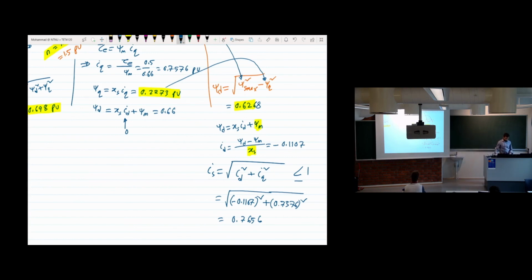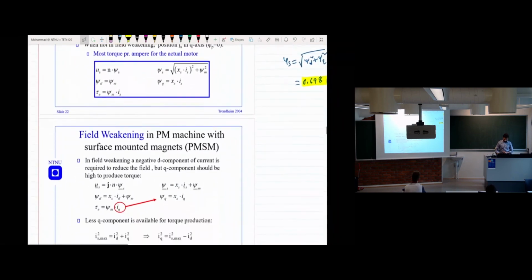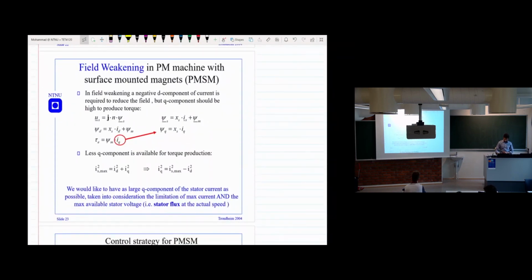So any question here, how we can apply the field weakening to operate at the desired speed? Any question?